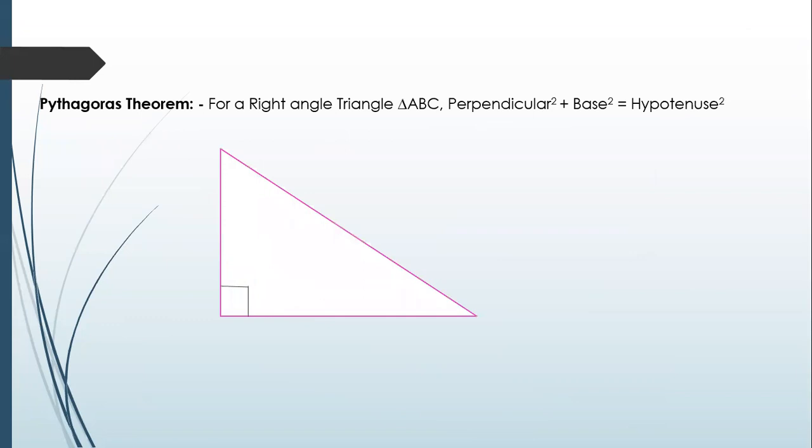Now the Pythagoras theorem. Everyone knows more or less about the Pythagoras theorem. It tells you that the perpendicular square plus base square equal to hypotenuse square. And basically you all know this in the form a square plus b square equal to c square. Let us see that form only.